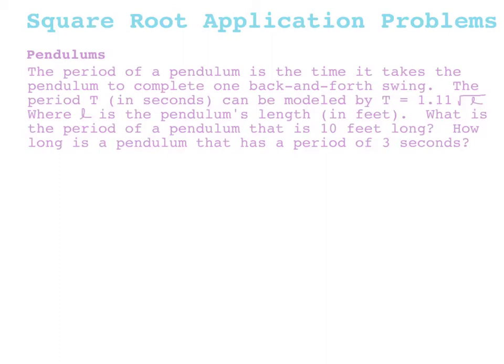The period of a pendulum is the time it takes the pendulum to complete one back and forth swing. The period t in seconds can be modeled by t equals 1.11 square root of L, where L is the pendulum's length in feet. What is the period of a pendulum that is 10 feet long, and how long is a pendulum that has a period of 3 seconds?